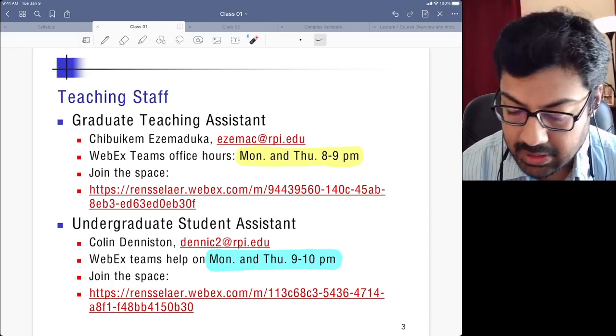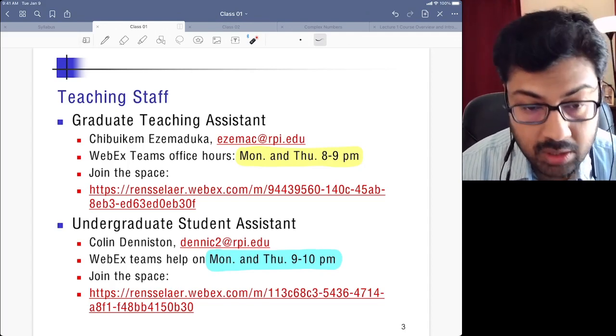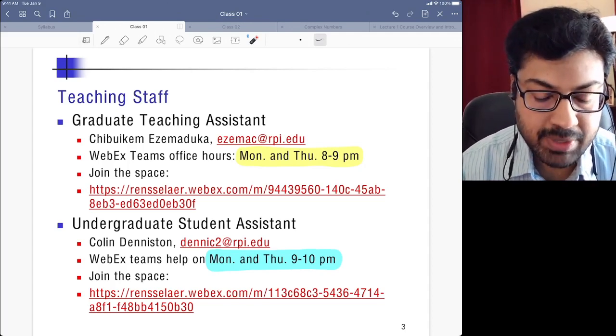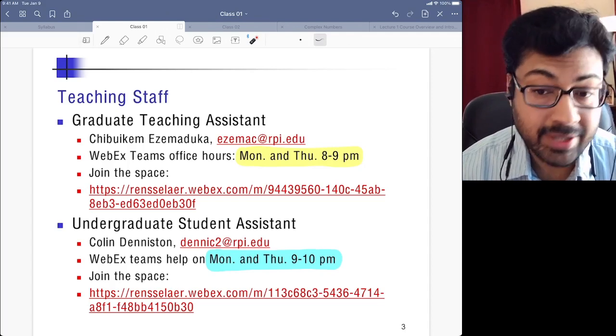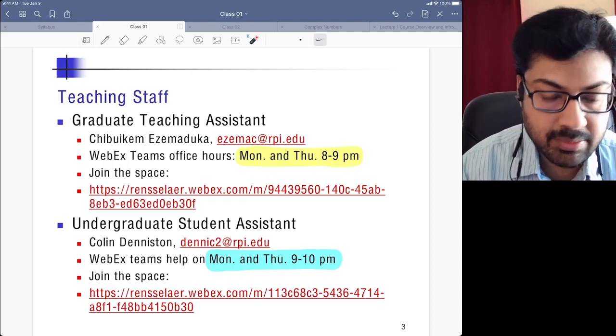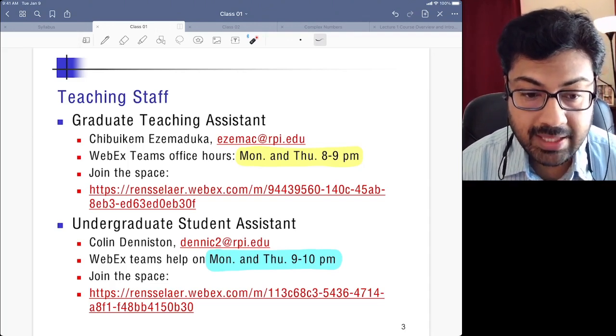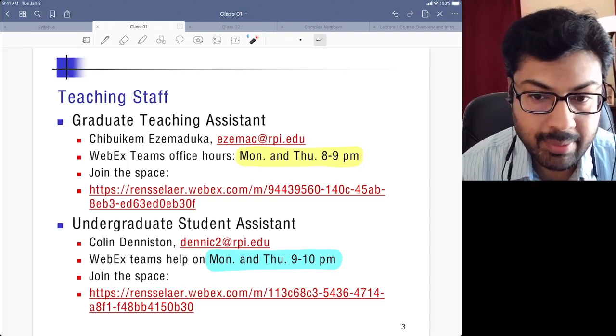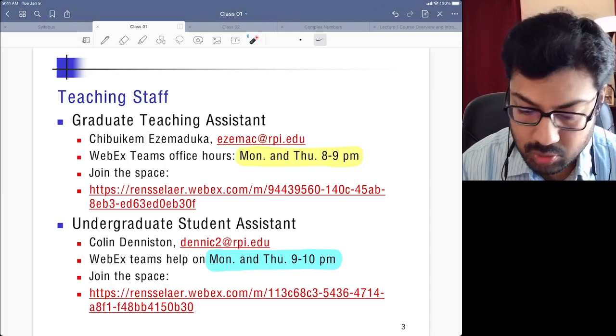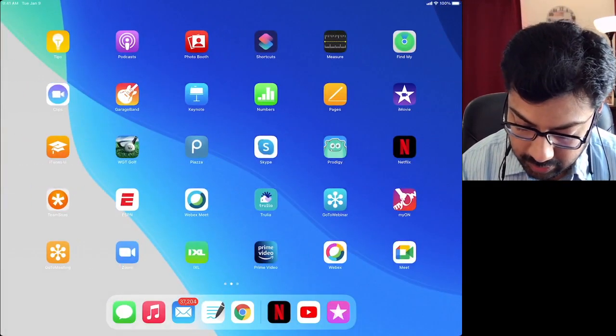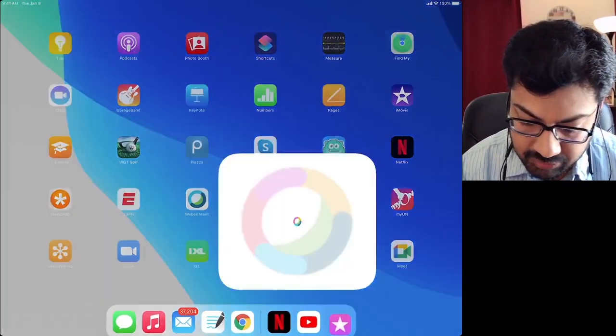However, what I recommend is, depending on how your evening is set up, you can join one or both of these spaces. You would have to join them first. Only then can you see the messages and the communication that is going on over there. And the way you join it is simply by going to Webex Teams, right? So I can just show you over here.